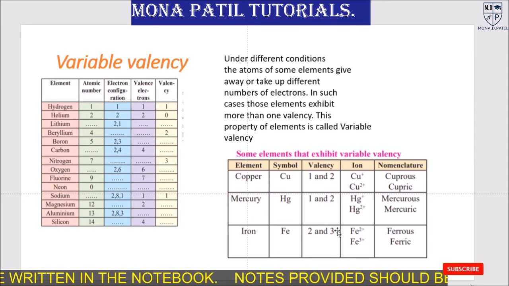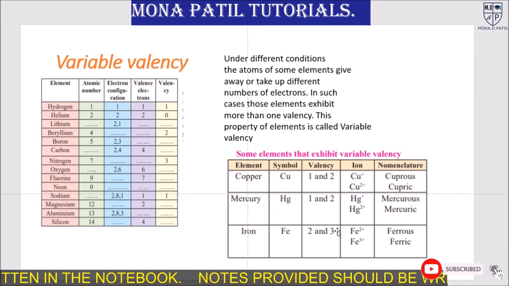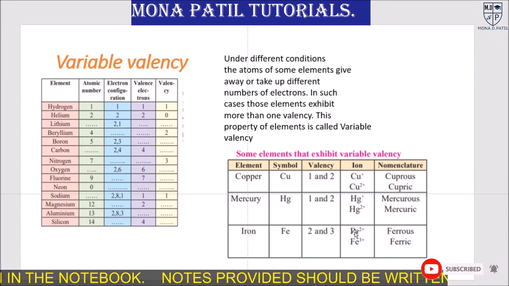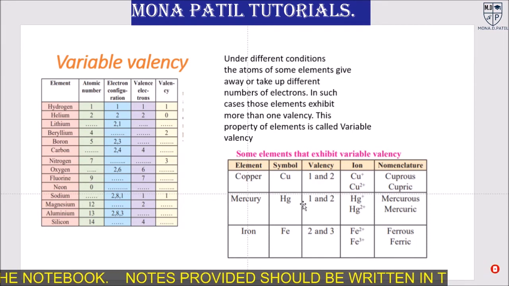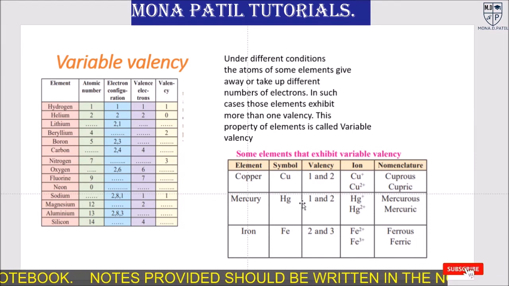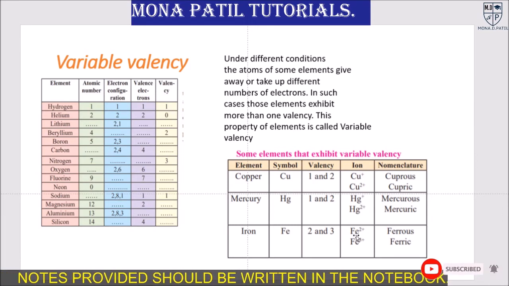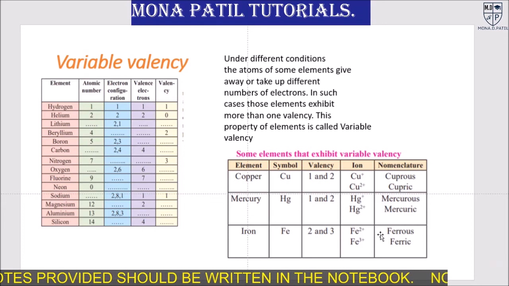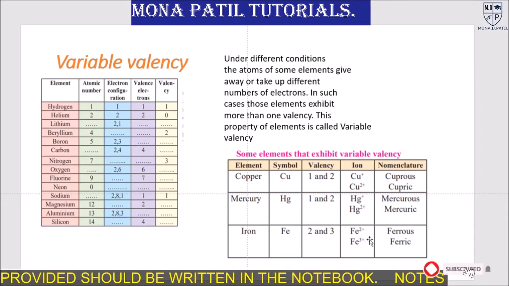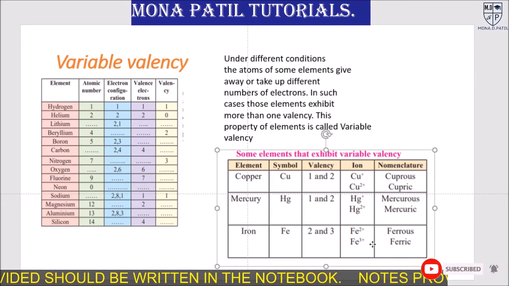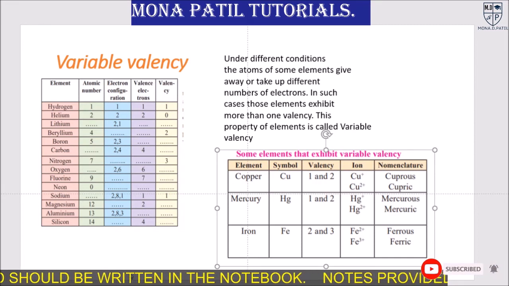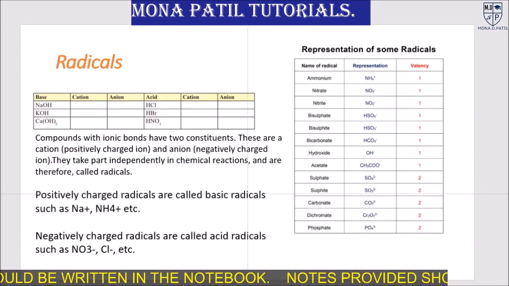Here the iron has 2 and 3 valency, meaning 2 valencies are there, and this is called variable valency. So if the iron is iron 2 plus, then it will form ferrous. If 3 plus is there in iron, then ferric. Okay. So this is about the variable valency.